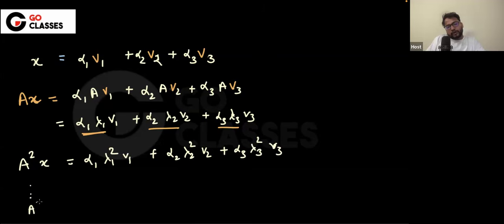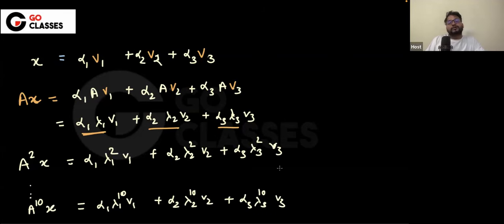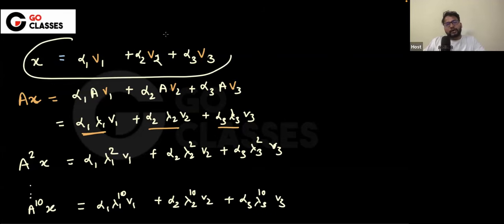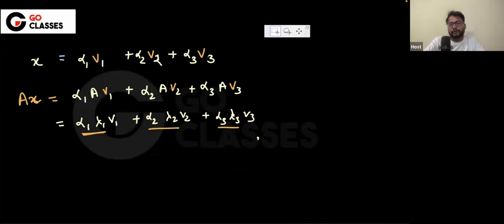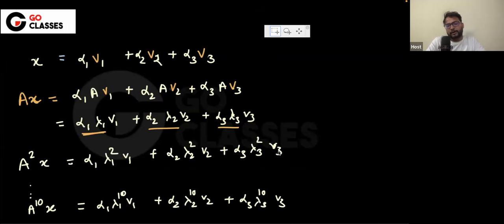Similarly, you can keep on doing it. If I suppose do A power 10 x, then it will be alpha 1 lambda 1 power 10 v1, plus alpha 2 lambda 2 power 10 v2, plus alpha 3 lambda 3 power 10 v3, right? So basically, if you have this x and you keep on multiplying by A, you will keep on getting something like this. This is just for practice. I will come to this multiplication part in a while, so for now we can just remove this part.